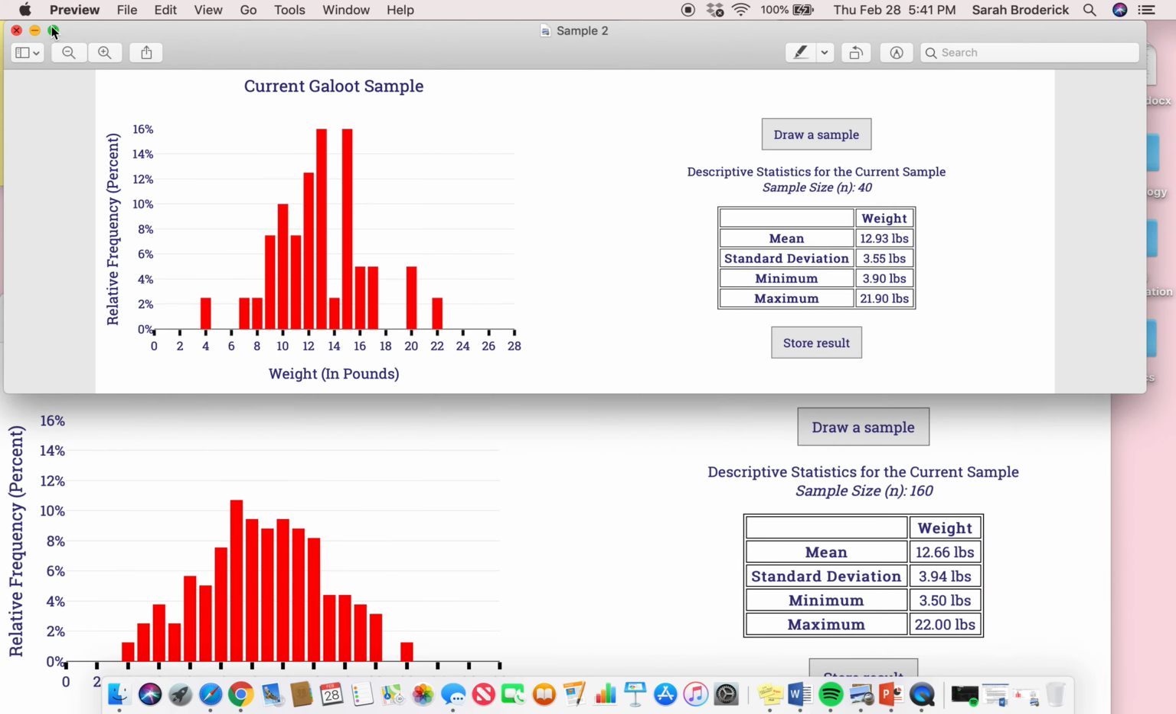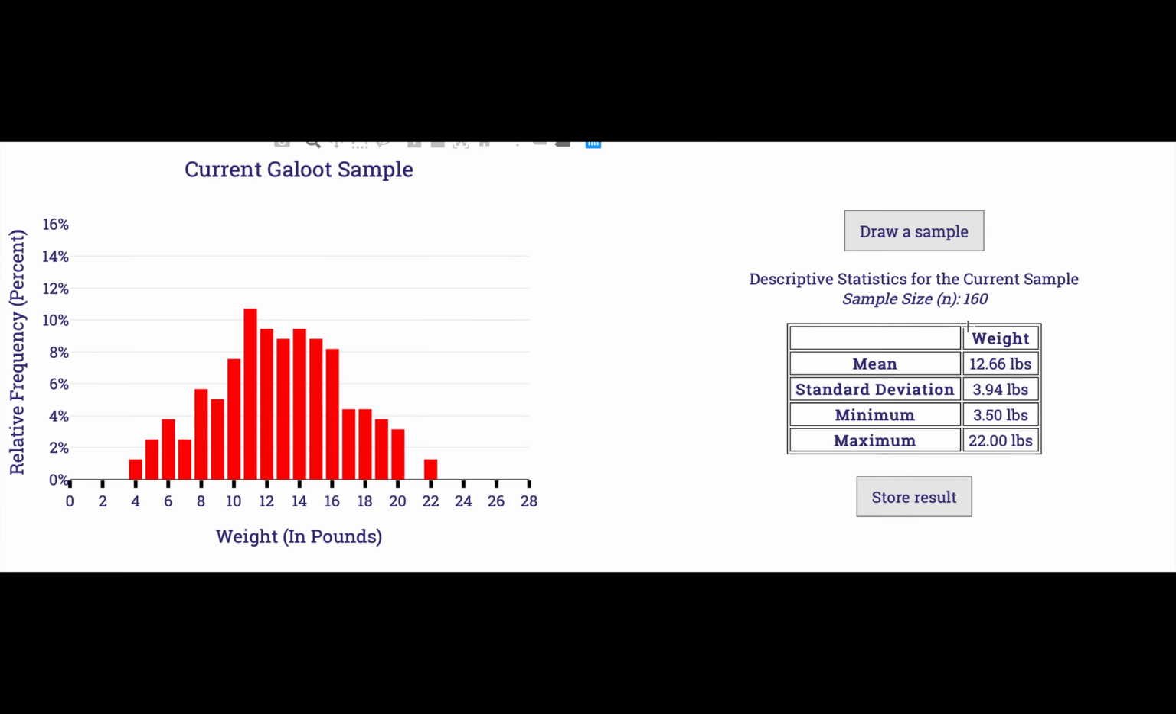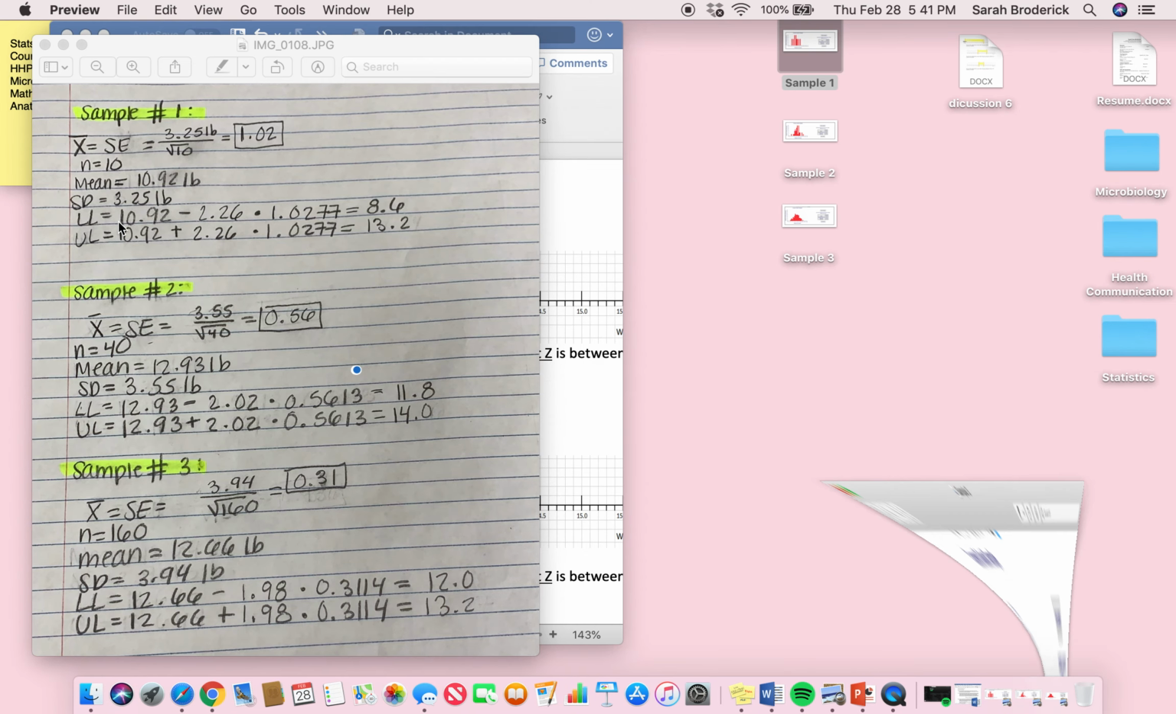And then for my third sample, which is a size of 160 GLUTEs, my mean is 12.66 pounds, and my standard deviation is 3.94 pounds, with the highest weight as 22 pounds and the lowest as 4, with a difference of 18 pounds. And I would describe this chart as pretty much unimodal. There's no obvious outliers or skewness to this graph, so we can say that yes, it is nearly normal. And then I'll go to my calculations as well.